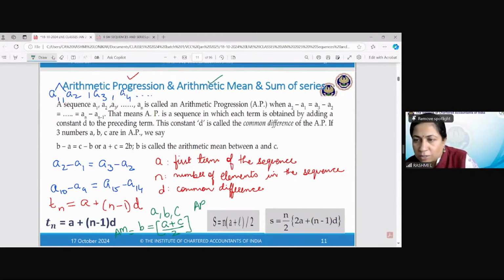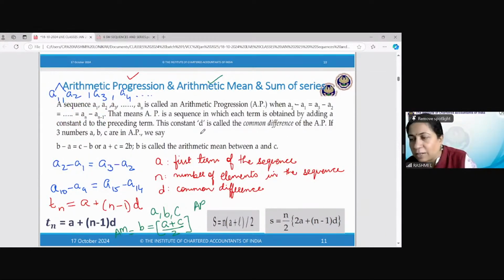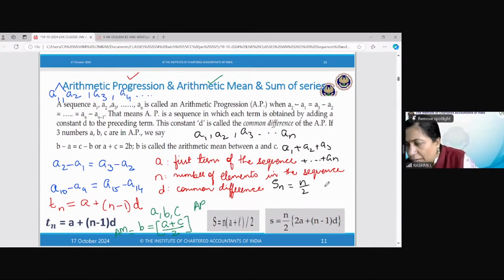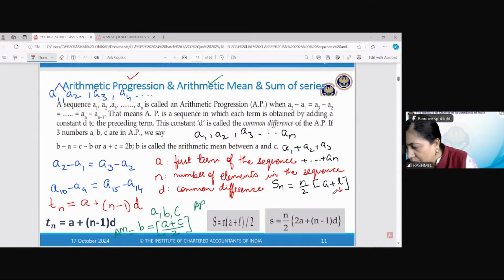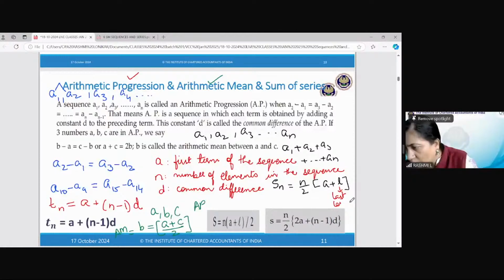talk about sum of series. So sum of series is that suppose I have this arithmetic progression A1, A2, A3 up to An, and I want to add them, A1 plus A2 plus A3 plus so on plus An, then this is given by Sn equal to n by 2, where n is the number of elements in the sequence, into bracket (a plus l). Now what is a? a is the first term, and what is l? l is the last term of the series.